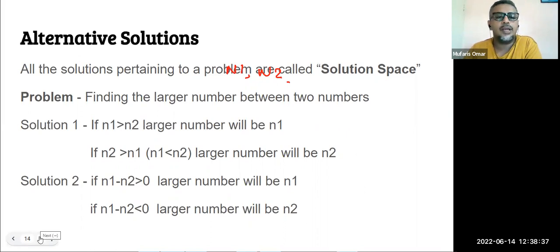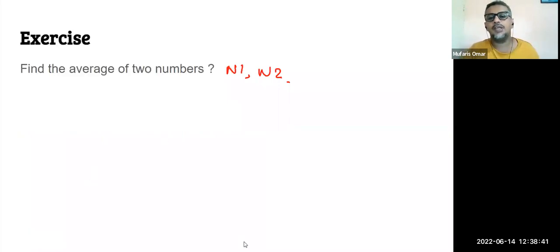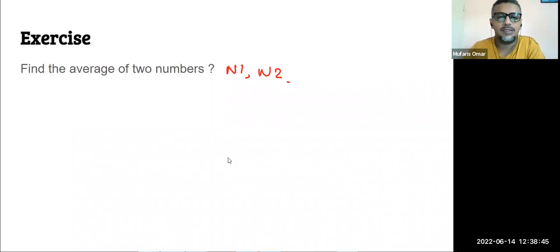Okay, now try to do this one quickly. Find the average of two numbers. You have to write a solution. Maybe you can use the same method. Find the average of two numbers. So write the solution. You know how to write. Remember we did it in the last class.